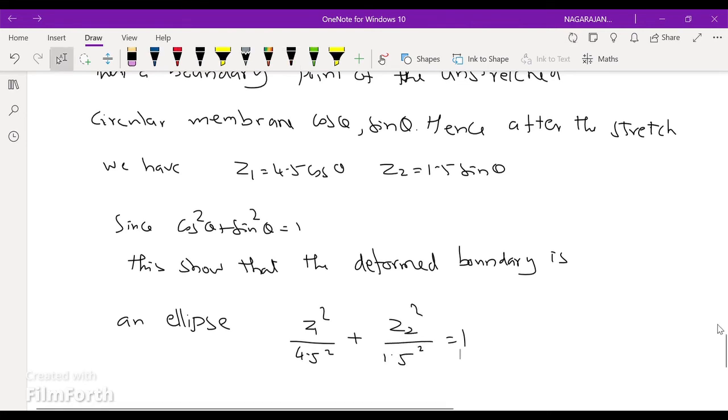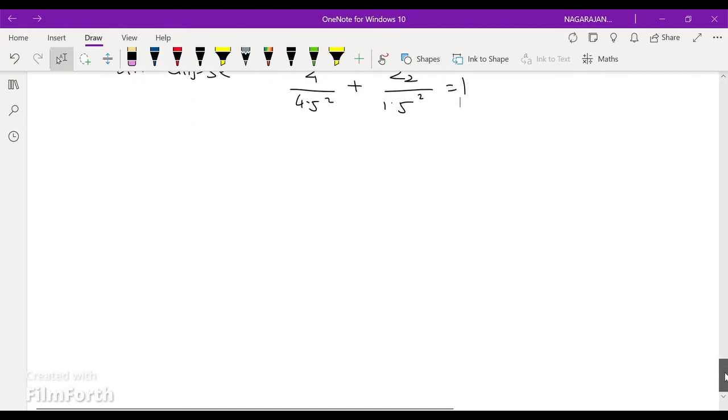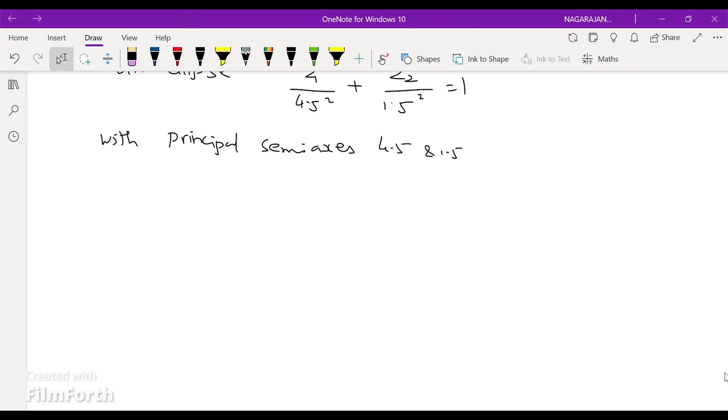The ellipse equation is (z1 by 4.5) squared plus (z2 by 1.5) squared equal to 1, with principal semi-axes 4.5 and 1.5 in the principal directions.